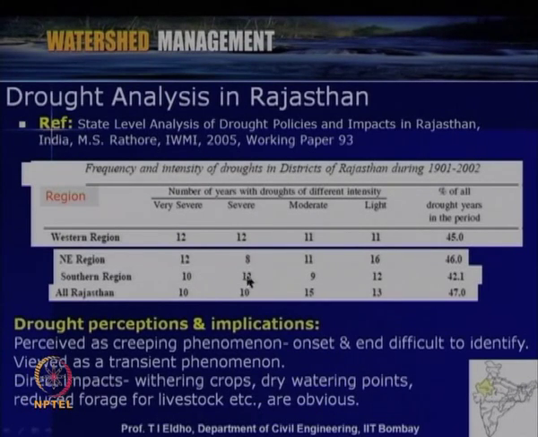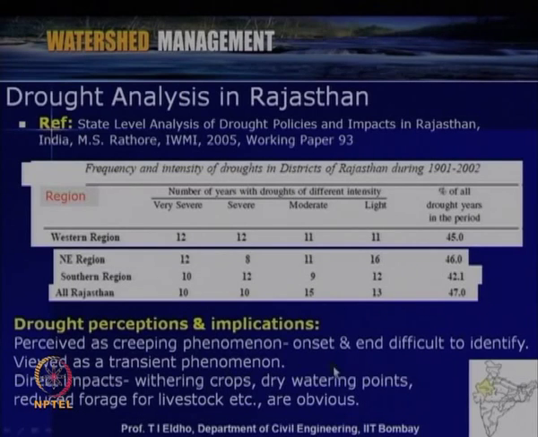For all Rajasthan, it was identified that for this period of analysis, 10 years were very severe, severe years about 10, moderate 15, and light 13. So 47% they have analyzed. As far as drought perceptions and implications in Rajasthan are concerned, it is perceived as a creeping phenomenon, onset and end difficult to identify, viewed as a transient phenomenon, with direct impacts like withering of crops, dry watering points, reduced forage for livestock, etc.